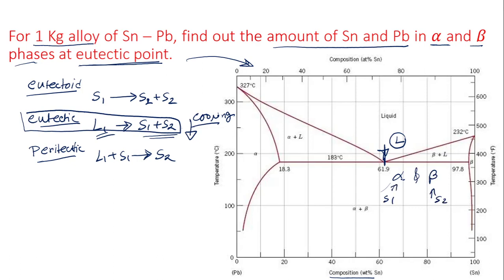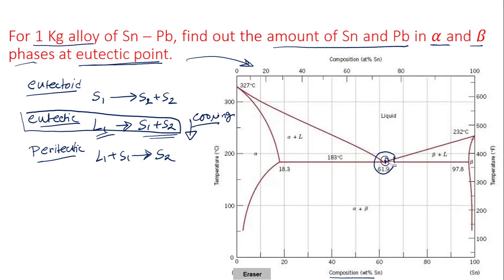So what we can observe is that at this point one liquid converts into two solids, correct or not? So our eutectic point is basically this point. Okay, this is the eutectic point. So we have to solve this question corresponding to this point. So this is the first point you have to observe.